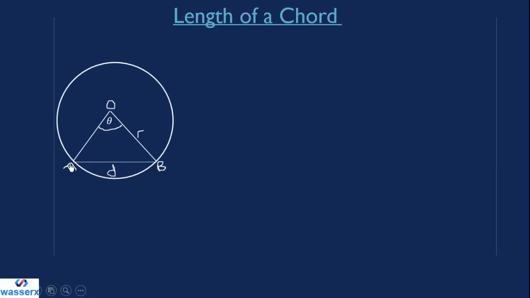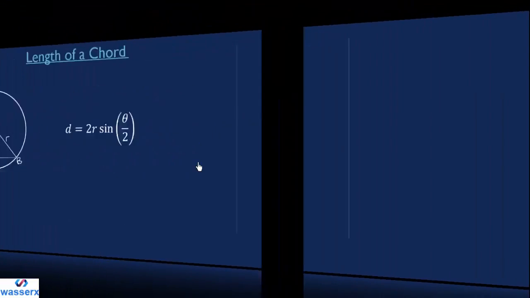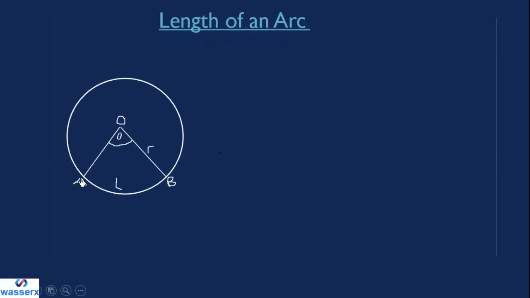Now we can also be asked to find the length of a chord, and this is the chord of this sector or this circle, and it is given by 2 times the radius times sine theta over 2. We can also be asked to find the length of an arc. So we have this, and we want to find the length of arc AB. It is given by theta over 360 times 2 pi r.